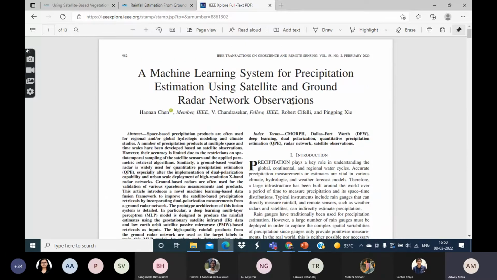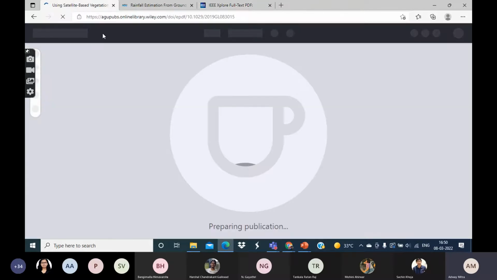Okay, so we'll not go further into this paper. Now let us come to another one, which is also along similar lines. Just let it load.